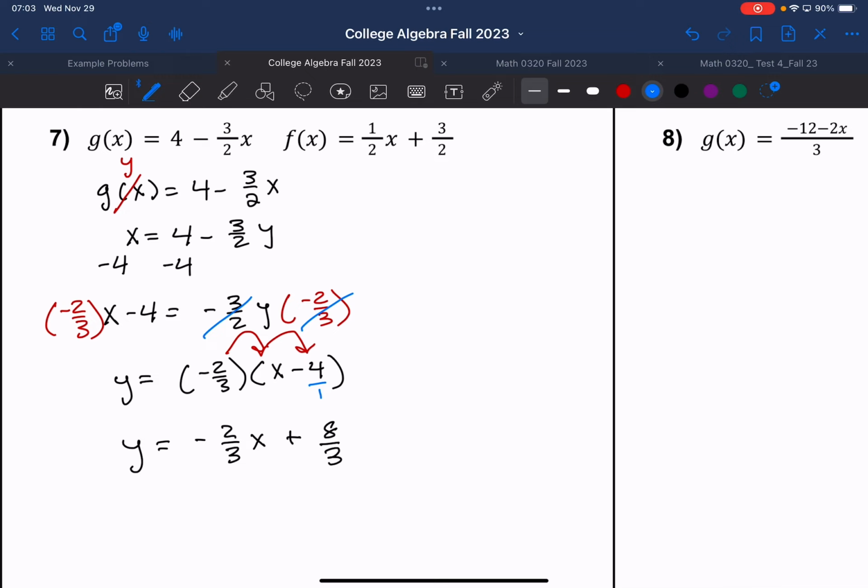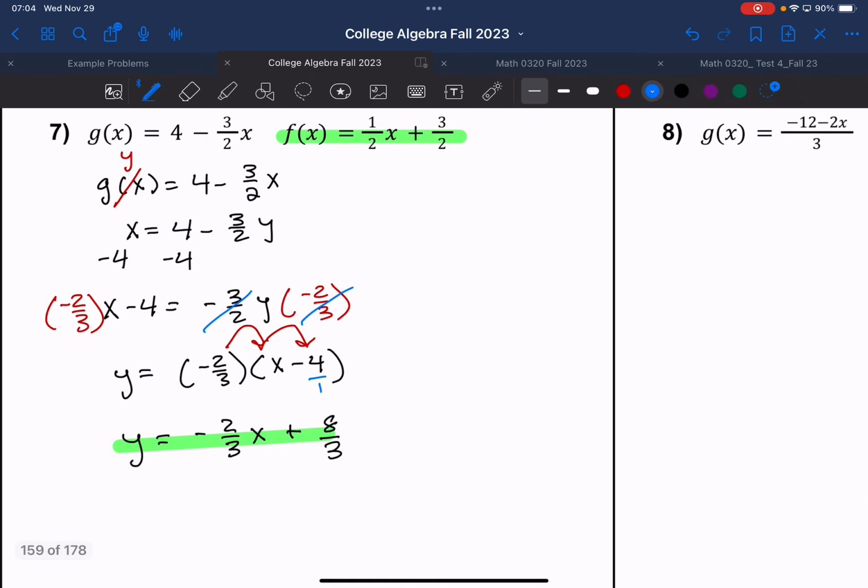Okay. So now we're looking, does this equation we just found match the other equation? No. No, so what could we say? Are they inverses or not inverses? They're not inverses. Because once we manipulate that first equation and we swap our x and y values, we should end up with that f of x equation if these were true inverses.